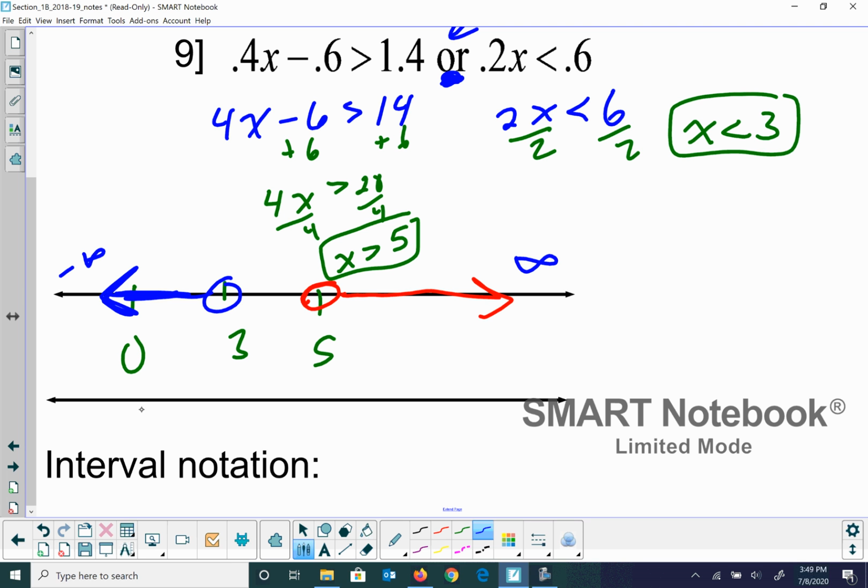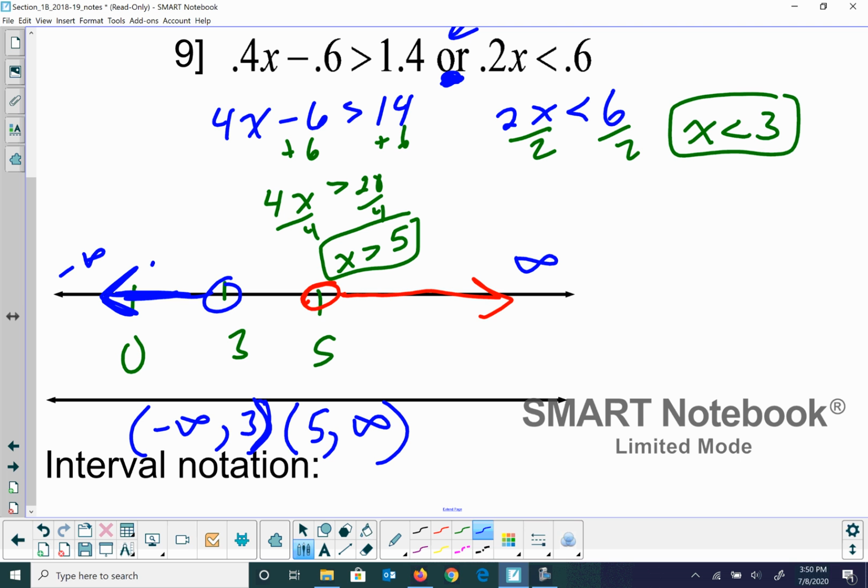It's going to go from negative infinity, because I read it from left to right, to 3, rounded bracket at 3. Okay, it's rounded bracket at 3 because I don't include it. And then I have a rounded bracket at 5 to infinity. So I have to have both parts in this problem for the compound. The reason that works is because the word or is in there.